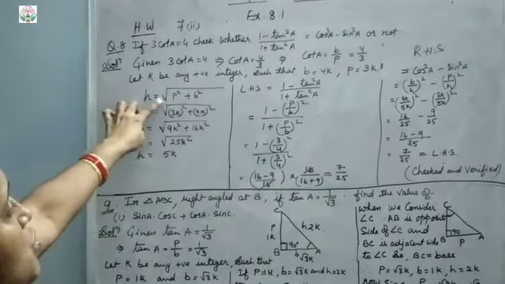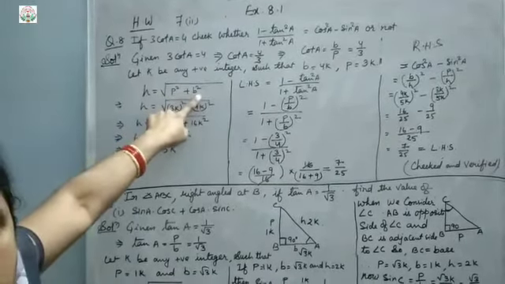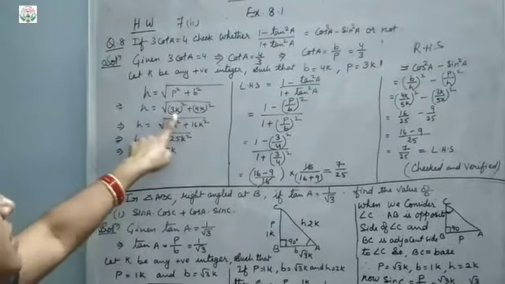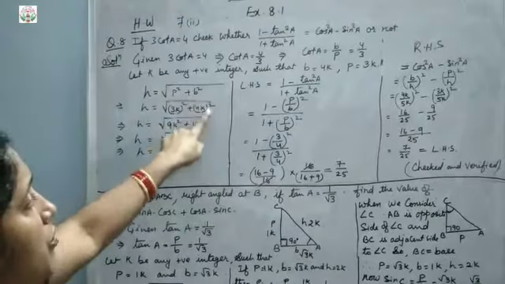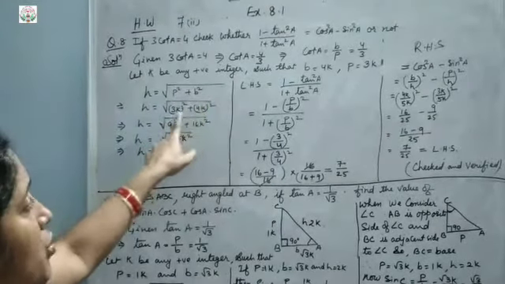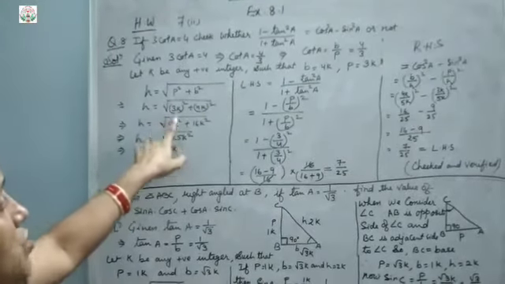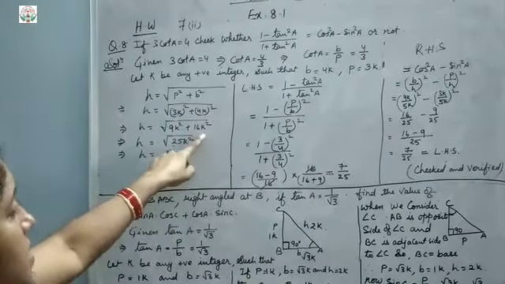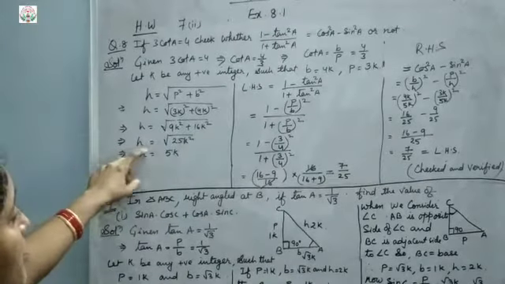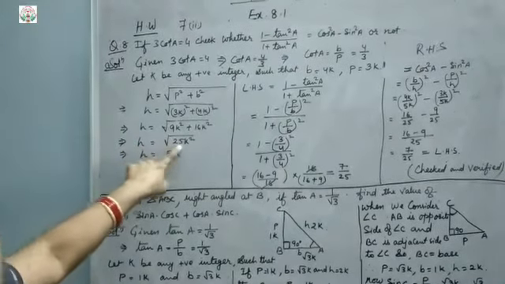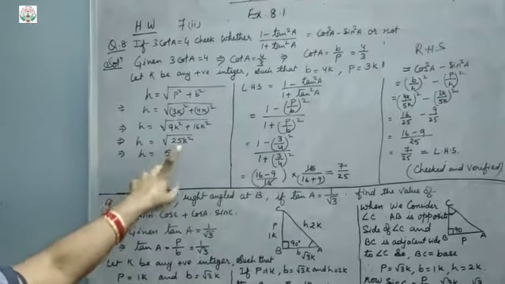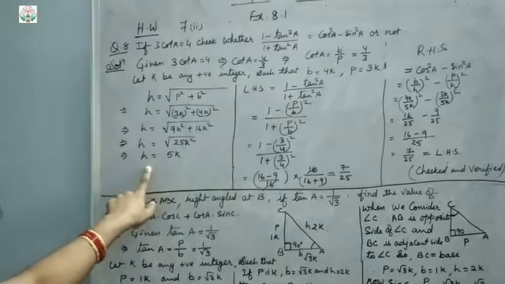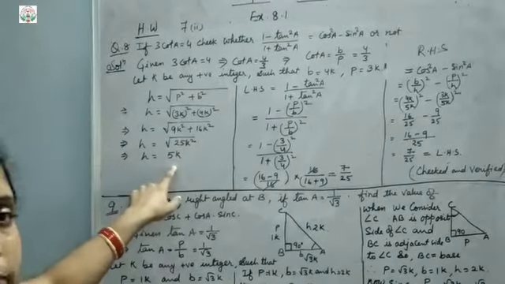So H equals square root of P square plus B square. Now put the values of P and B here, that is 3K for P and 4K for B. Squaring both the numbers, what will we get? 3 square will be 9 K square plus 16 K square, because 4 square is 16. Now on simplification, H equals square root of 25 K square. 25 is a perfect square we know. So H equals 5K.